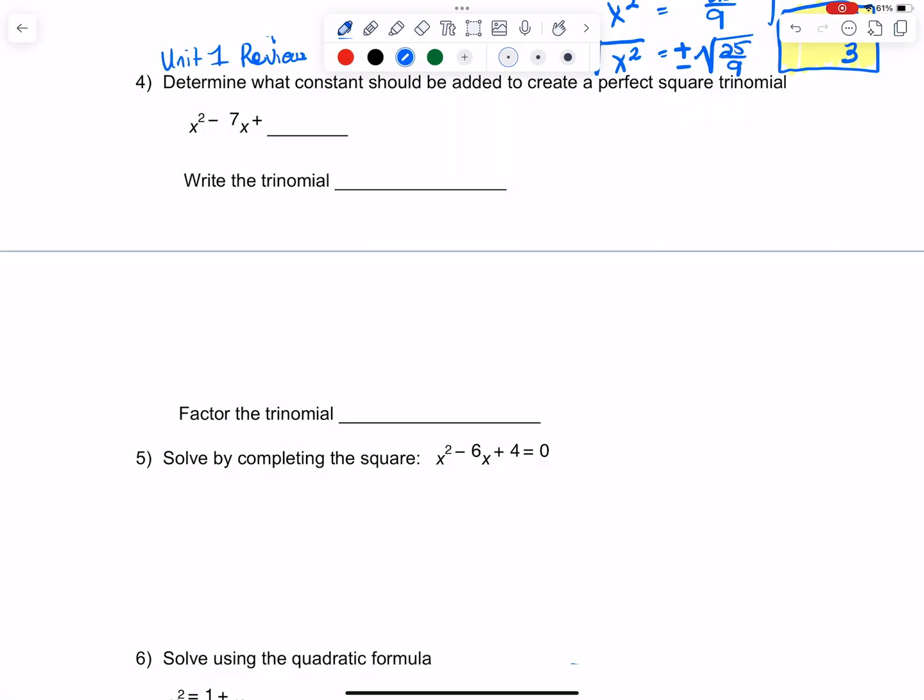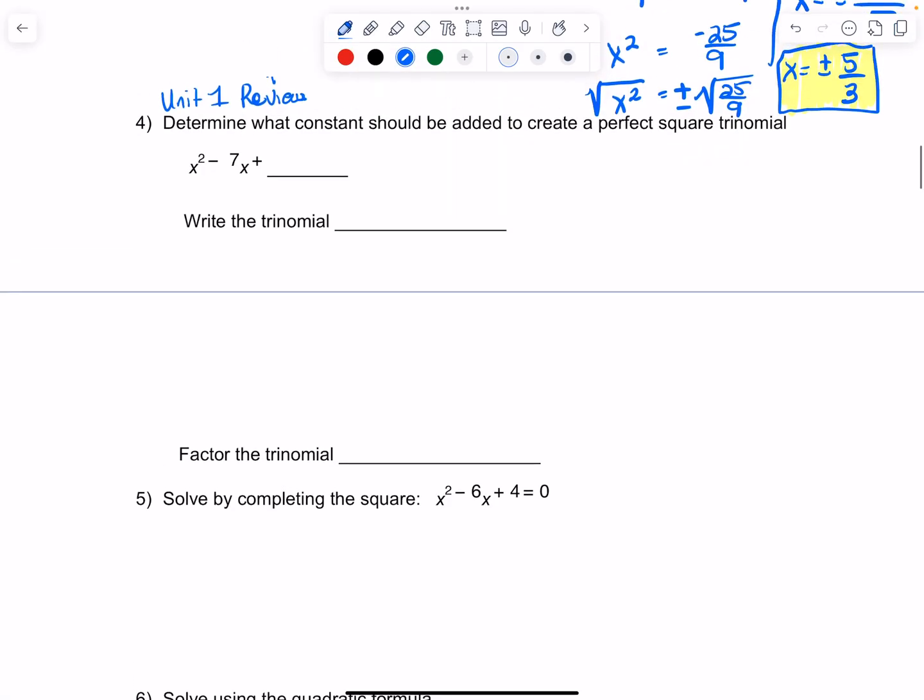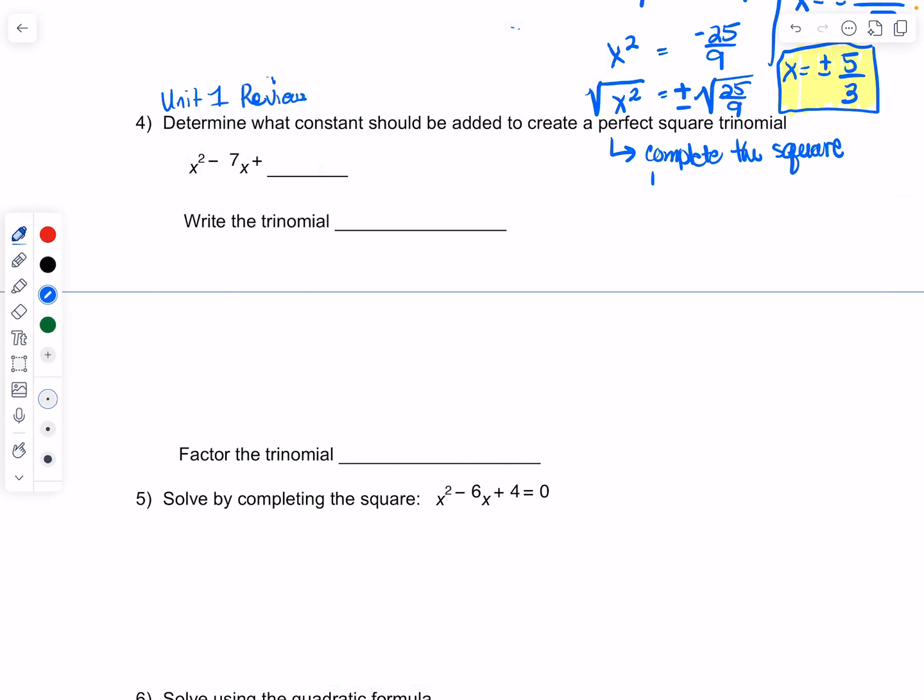Okay, this is Unit 1 review question number 4. Determine what constant should be added to create a perfect square trinomial. Well, in order to create a perfect square trinomial, we have to complete the square.